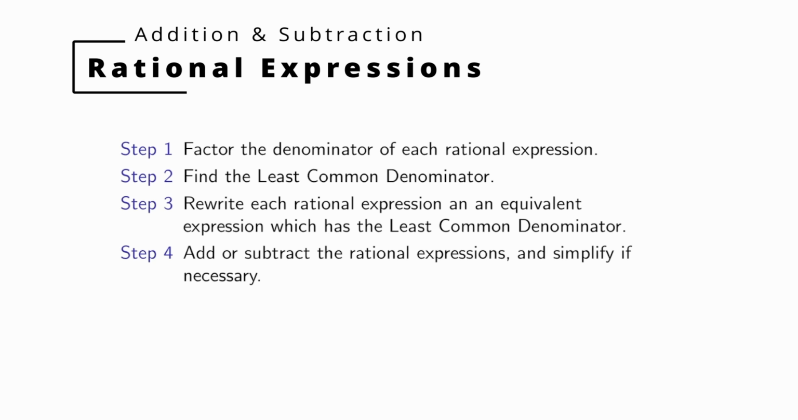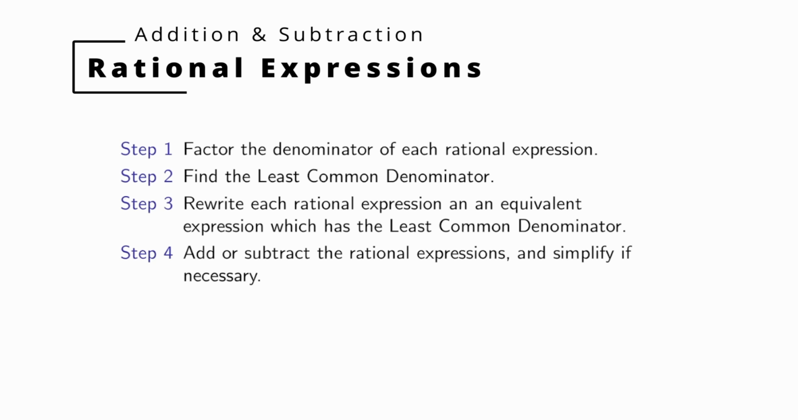Okay, what are the steps for adding and subtracting rational expressions which have a different denominator? Well, we need to find a common denominator. So we start by factoring the denominator of each rational expression. And we find a least common denominator. The least common denominator will be the least common multiple of each denominator that we need to add.